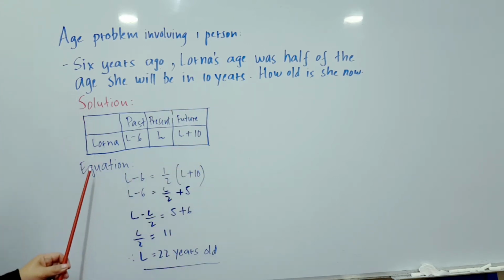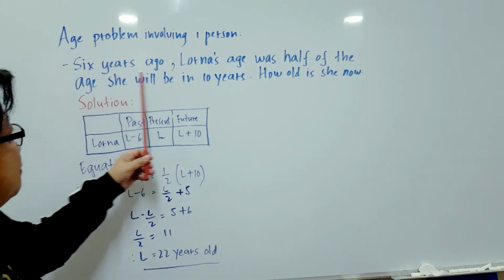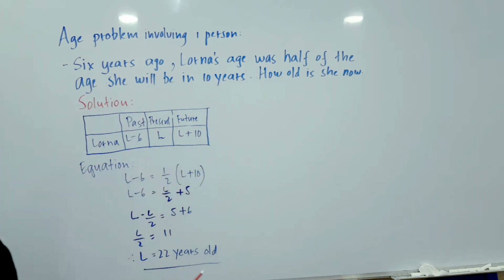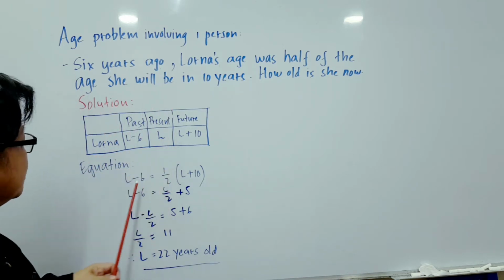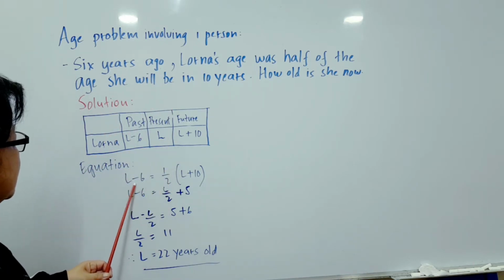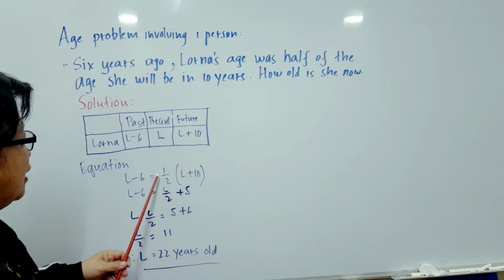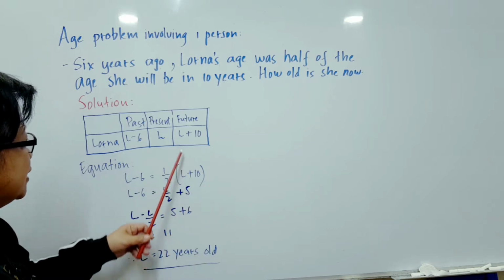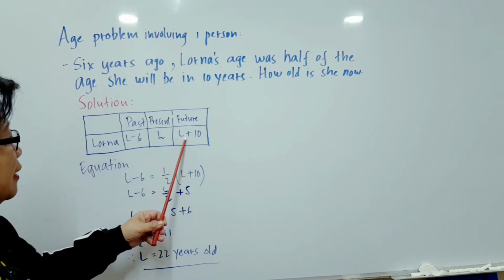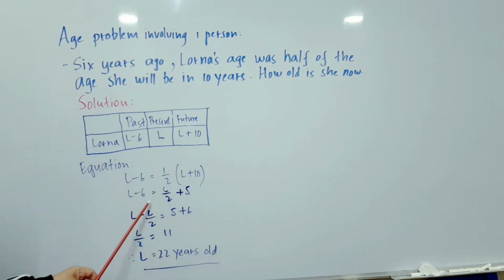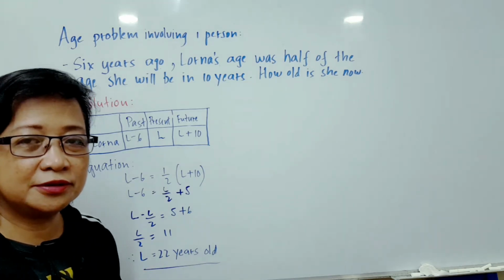Now, we can make an equation based on this problem. 6 years ago, Lorna's age, L minus 6, is equal to half of the age she will be in 10 years. In 10 years, her age is L plus 10. Therefore, L minus 6 is equal to (L plus 10) divided by 2, which is equal to 5. Simplifying all this, Lorna's age is therefore equal to 22 years old.